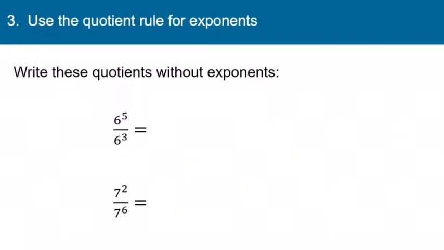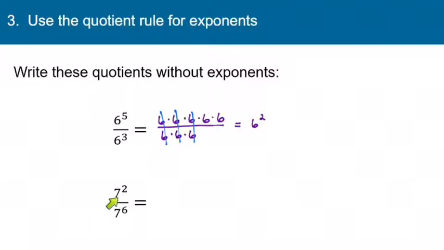Now we're going to develop our next exponent rule, which is called the quotient rule. Let's get started by writing each of these quotients without exponents. So on this first one, 6 to the 5th would have to be written as 6 times 6 times 6 times 6 times 6. And 6 to the 3rd would just be 6 times 6 times 6. And now remember that any number divided by itself is 1. So each 6 in the top that matches a 6 in the denominator will divide out or cancel out and make a 1. So cancel, cancel, cancel. And that just leaves us with 6 to the 2nd power.